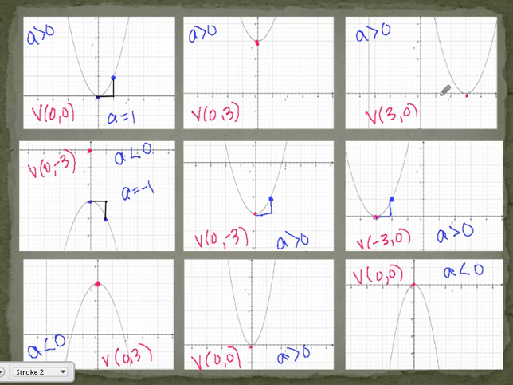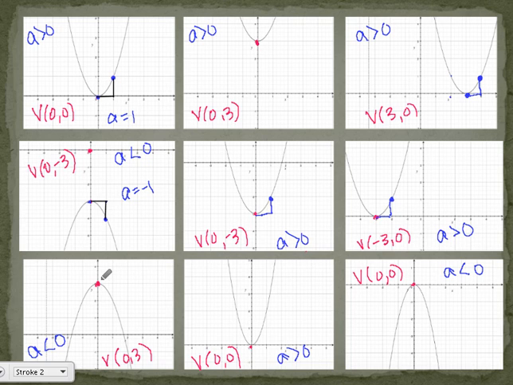A is equal to 1. Notice this point. And it doesn't matter really if you're going to go to the left or the right, because again, they are reflections of each other. So if you say, okay, I've gone to the left 1 and up 1, that's fine. You also went to the right 1 and up 1. So to the right 1 unit, up 1 unit.